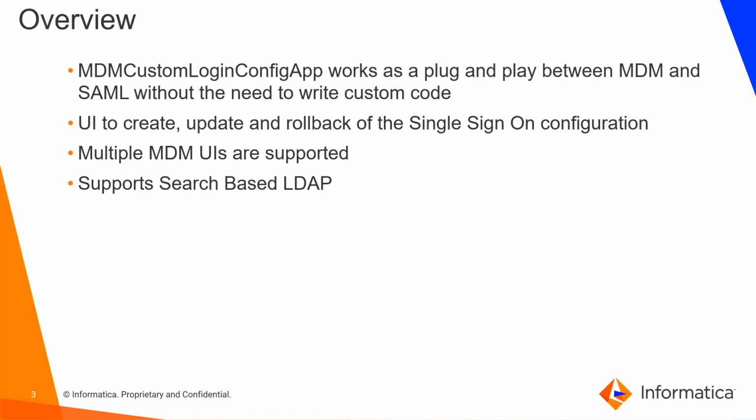The MDM CustomLoginConfig app works as a plug and play between the MDM and SAML. We can use this utility and make a couple of configurations to implement single sign-on. So this eliminates the need to write any Java custom code on our end to implement single sign-on. This utility comes with a user interface to create, update, and roll back single sign-on configuration. Back in version 2, we used to do it via a JSON at the backend. But since we have added a lot of additional parameters in V3, it's kind of difficult to do it via the JSON. So we have introduced this user interface for the ease of usage.